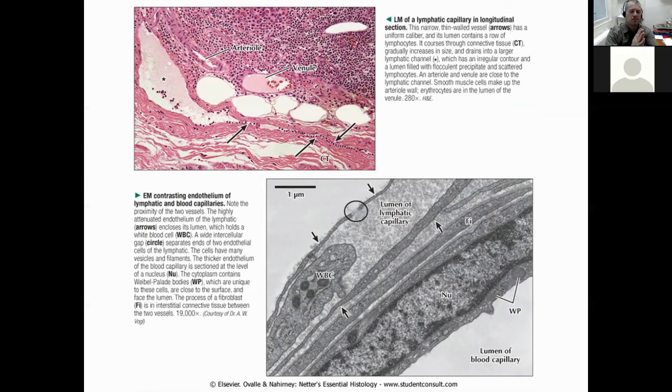That's why I wanted to show this. And if you compare, this is the endothelium of a lymphatic capillary, very thin with large fenestrations, large gaps, and this is the endothelium of the accompanying blood capillary. So these are different types of endothelium.